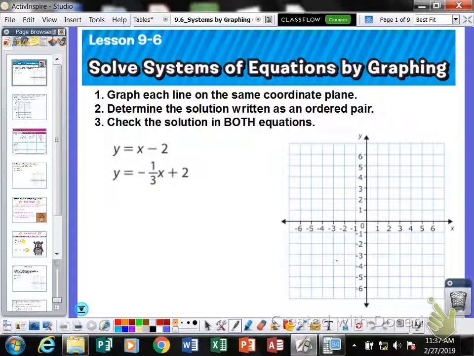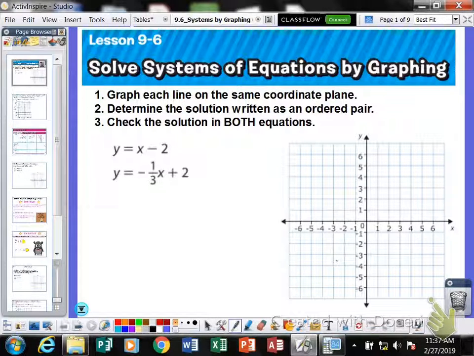So lesson 9.6, we're going to be looking at solving systems of equations by graphing. We're going to waste no time. We're going to jump right in here. So we want to graph each line on the same coordinate plane, then determine the solution written as an ordered pair, and then check the solution in both equations.